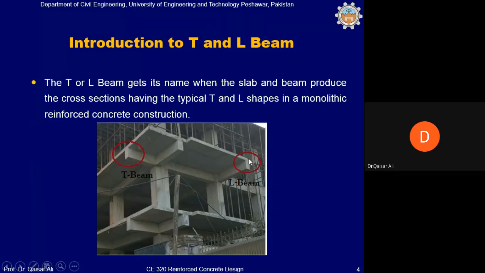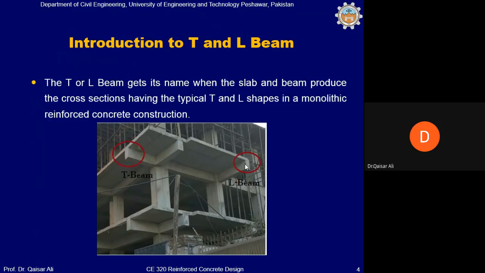Similarly, in the case of L beam, the slab extends only on one side of the beam, so this looks like an inverted L. So part of this slab will also be subjected to compression when the beam is subjected to some loads, and therefore part of the slab on one side of the beam in the case of L beam shall also be taken into account in the design of this beam. So in reality, almost all the beams of a reinforced concrete structure are either T or L beam with regard to the shape of the beam.